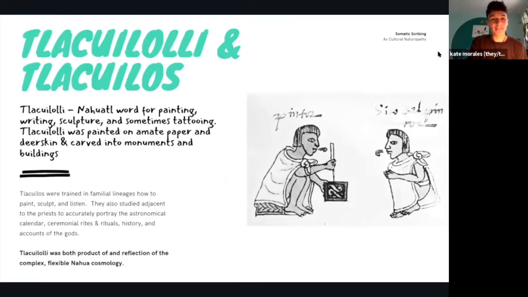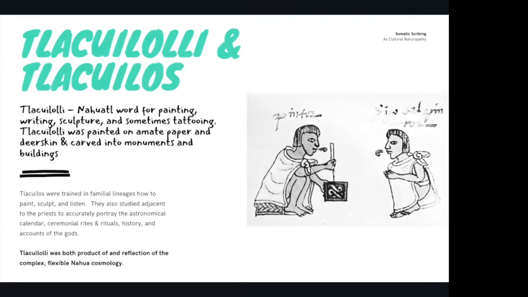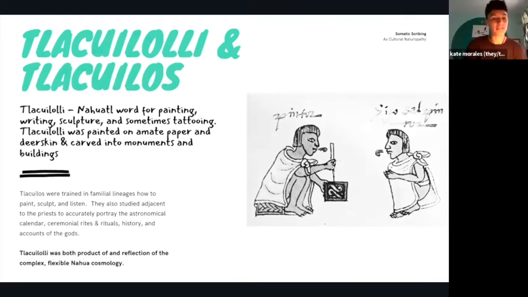Like I said, tlaquilos were the people whose role it was to be scribes. They were painters, they were a part of ritual and ceremony, they were record makers of the Nahuatl cosmology. That was a lot. Part of their work was to make record of a cosmology that was complex and flexible in the way that people understood things.